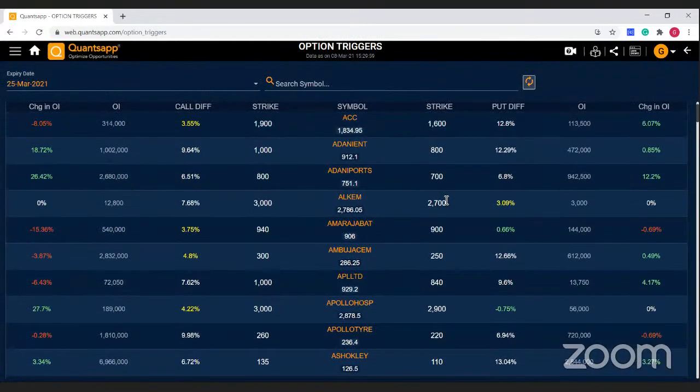So now we'll move to the second tool of the day, that is the trap indicator.